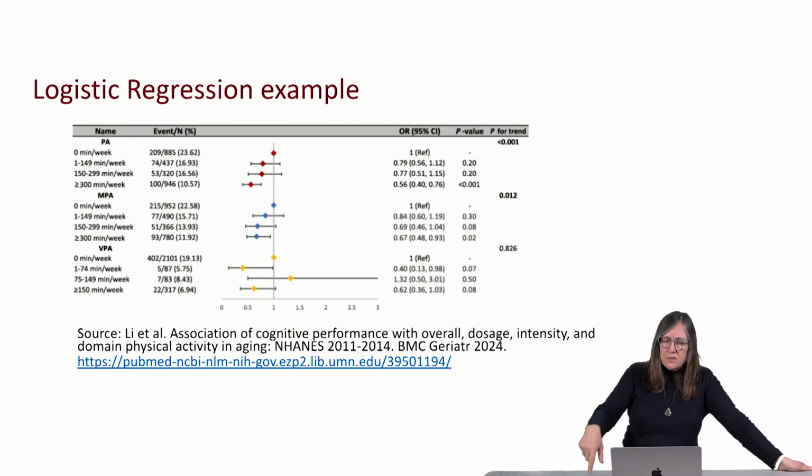Now look at that last one. You don't even have to look at a p-value. Those little yellow markers, they're all over the place. So that P for trend is highly non-significant, even though 2 of the individual odds ratios, though not statistically significant, are smaller, 0.07 and 0.08. So a nice example here of logistic regression.